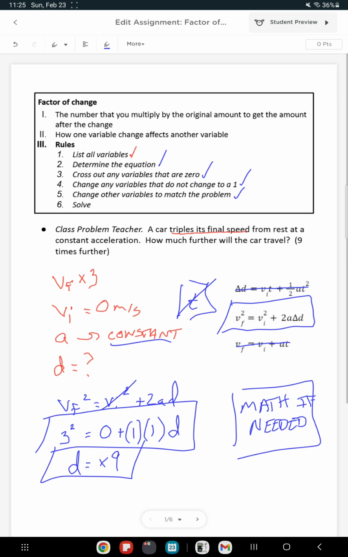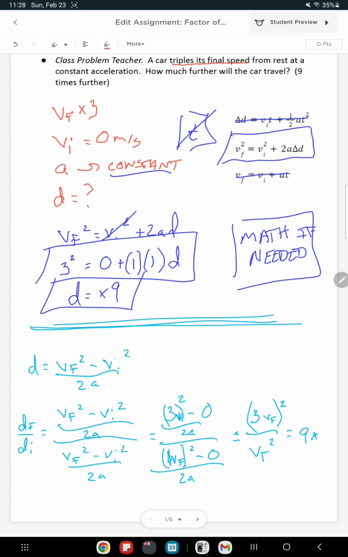What else do we got here? We solved it. Might as well check that off. There was one more thing. Oh, these rules, where did these come from? What we're doing, instead of doing all this math, these rules are kind of a shortcut.